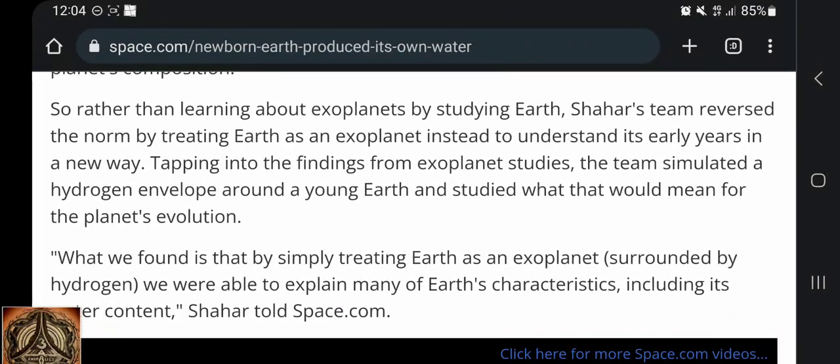So rather than learning about exoplanets by studying Earth, Shahar's team reversed the norm by treating Earth as an exoplanet instead to understand its early years in a new way.